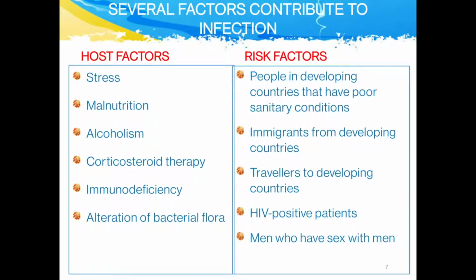Host factors are stress, malnutrition, alcoholism, corticosteroid therapy, immunodeficiency, and alteration of bacterial flora. Risk factors are people in developing countries with poor sanitary conditions, immigration from developing countries, travelers to developing countries, HIV-positive patients, and men who have sex with men, that is homosexuality. So these are several of the risk factors.